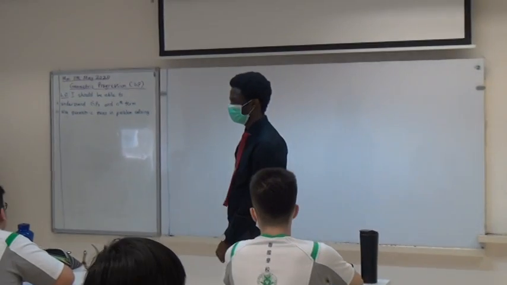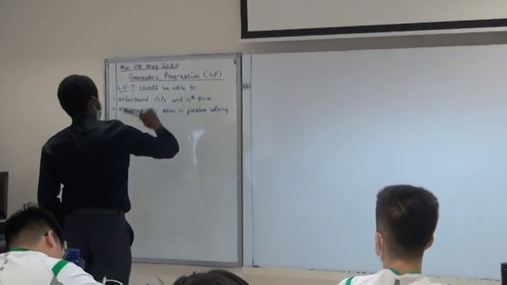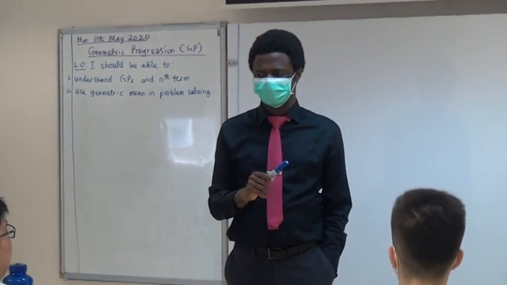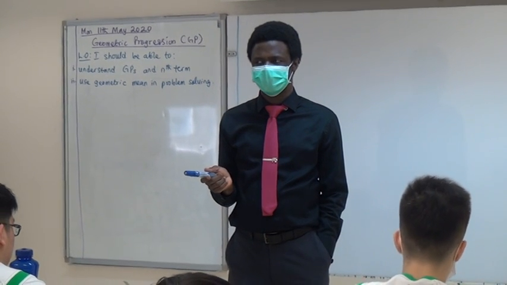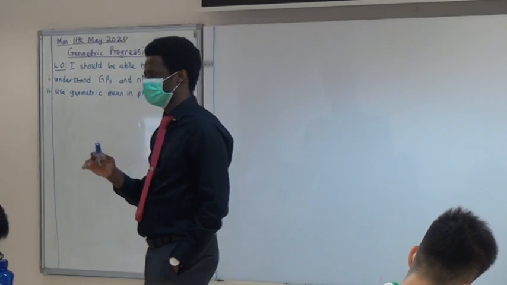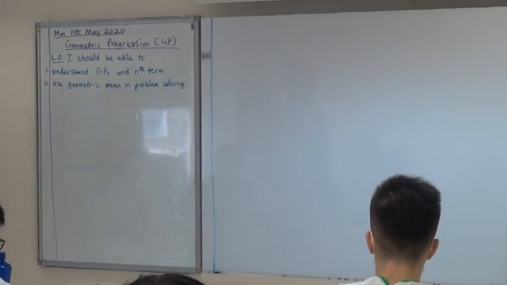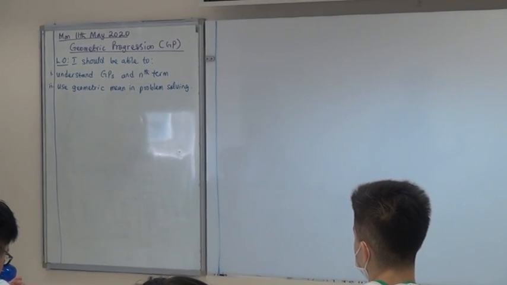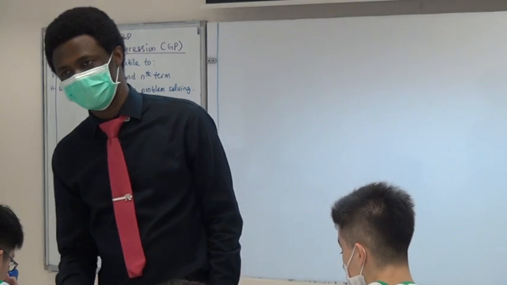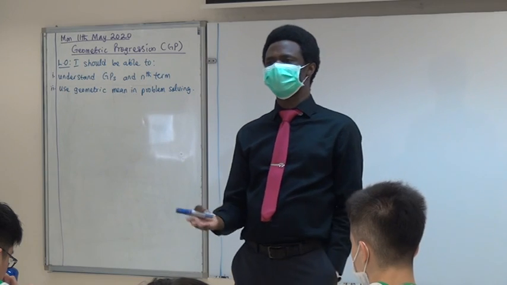Yes. Okay. So today is about GP. Can someone remind us the last one we talked about? AP. And the full meaning is? Arithmetic progression. So arithmetic progression is when you have a sequence whereby the terms increase or decrease by a given number, plus something or minus something.